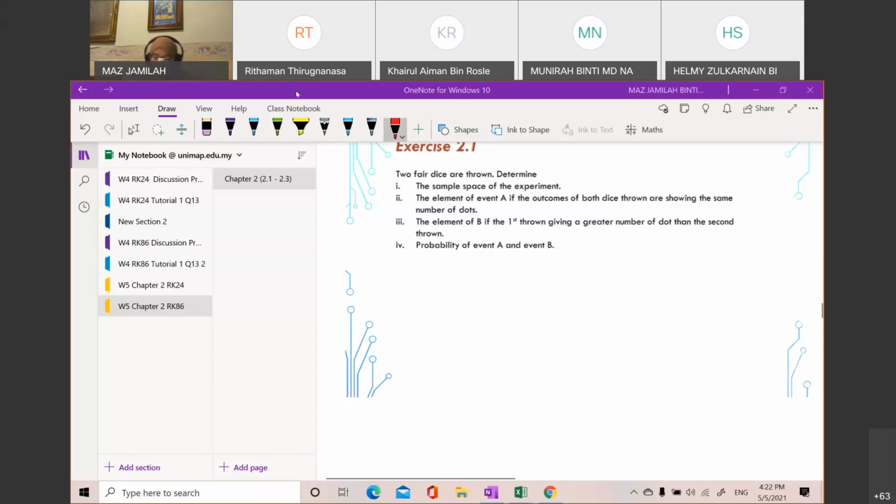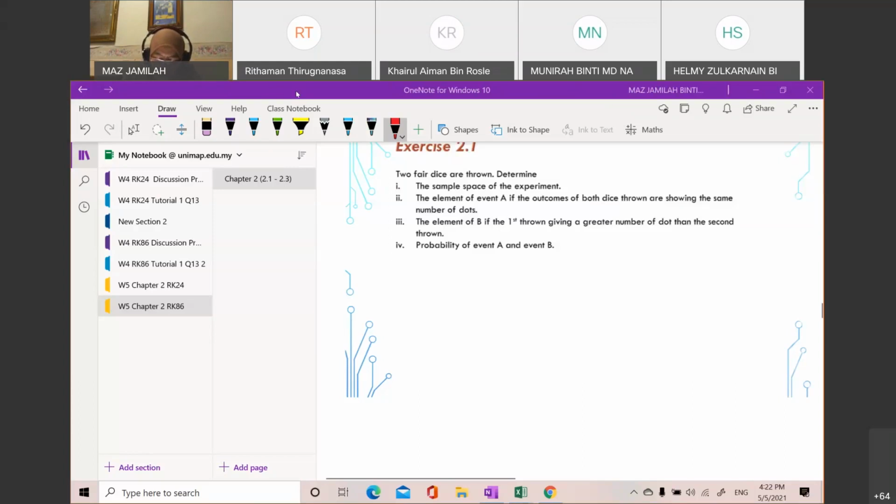So if you wish to report the sample space of your experiment, then S is equal to 1,1; 1,2; until the last one, that will be 6,6. So how many elements in S do you have there, class? 36. 36 possibilities, yes, correct.